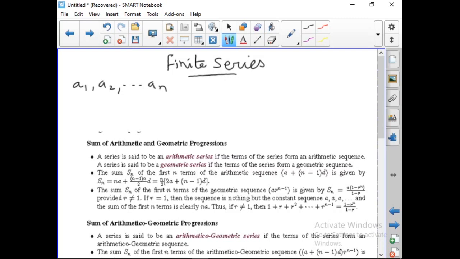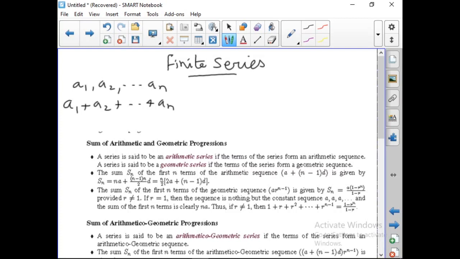What about finite series then? A1 plus A2 plus etc. These are called finite series. That is, the sum of terms of a sequence of numbers is called a finite series. So, the sum of a finite sequence of numbers is called a finite series.